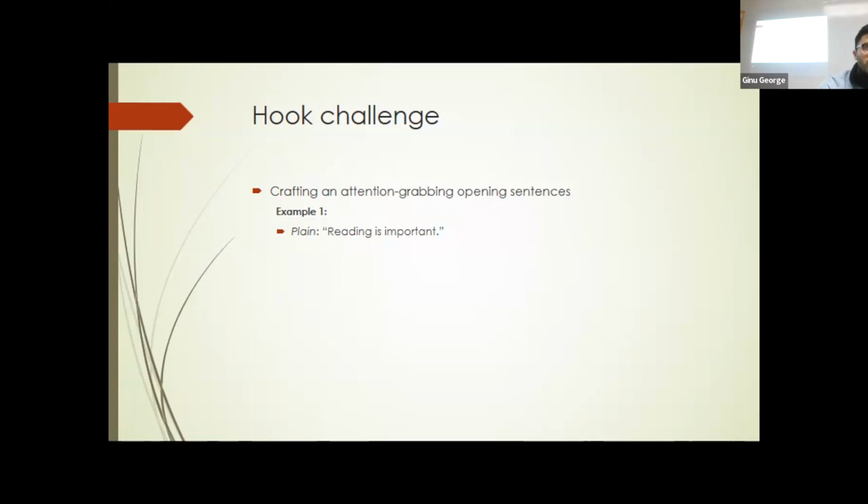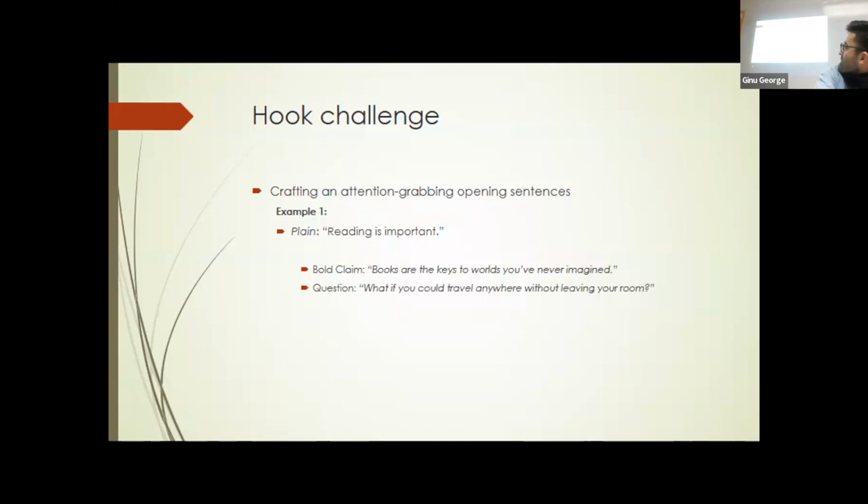Okay. Here's an example of a hook that has to do with the same thing, but it sort of begins with a bold claim. So compare these two. Reading is important, versus another way to basically put the same thing, but much more interesting. Books are the keys to worlds you've never imagined, right? If you see these two sentences on two pieces of paper, two articles, people are more likely to read the second one, right? Or continue reading. So you want to begin with something like that.